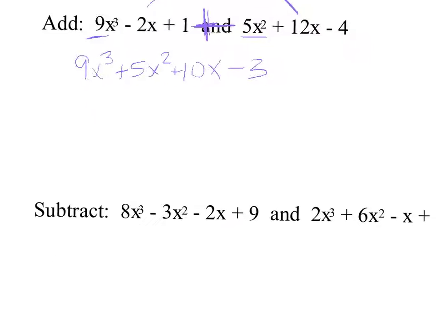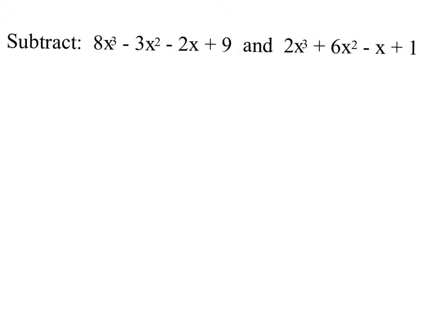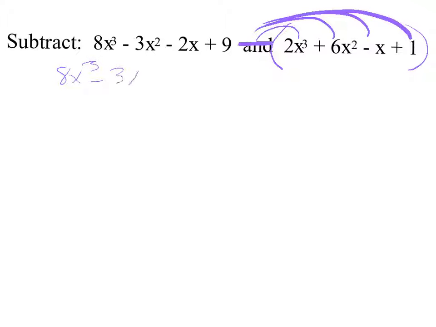Now, where it gets a little bit more tricky and where you might have problems is when you're subtracting. Because when you're subtracting, just like when we did with the complex numbers before, that minus sign needs to be distributed amongst all of these things. So I usually rewrite everything. So I have 8x cubed minus 3x squared minus 2x plus 9. And then I'm going to distribute that minus sign. So minus 2x cubed minus 6x squared plus x minus 1.